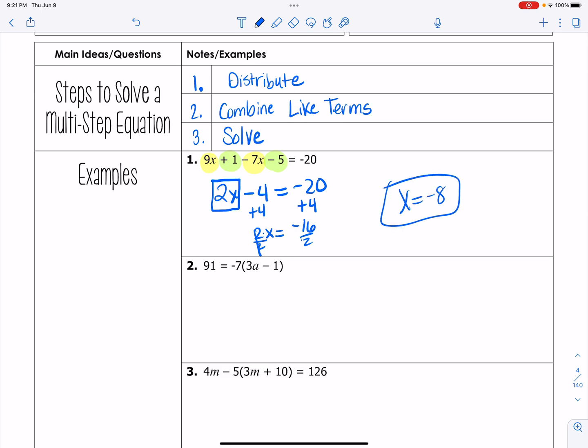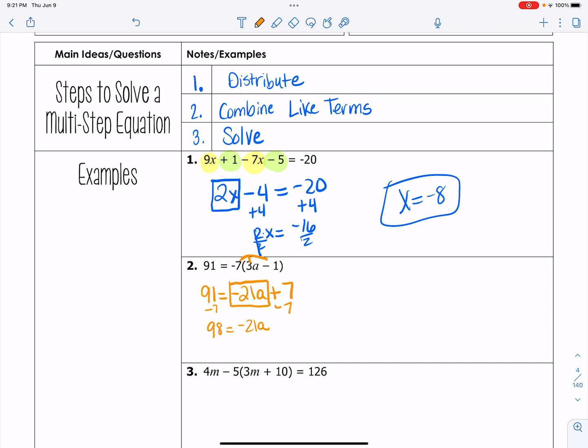All right. So if you look at example 2, that one's a little bit different because you do have parentheses. So you would distribute first. So 91 equals a negative 21a plus 7. Please be careful with your signs. So again, I'm trying to solve for this a right here. So that 7 is in the way. So I'm going to minus 7 and get 98 equals a negative 21a.